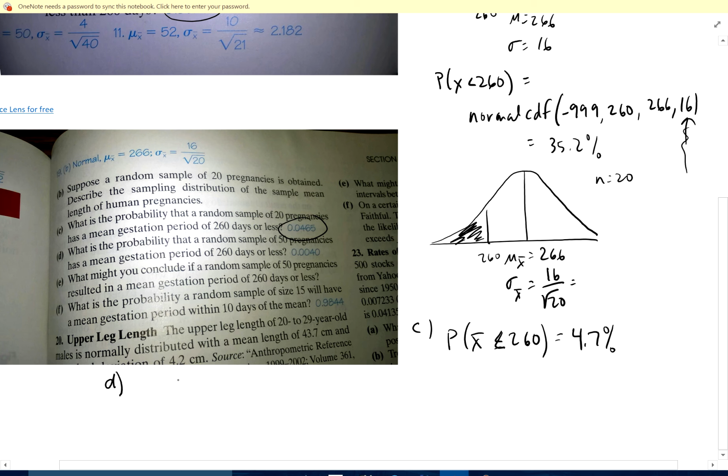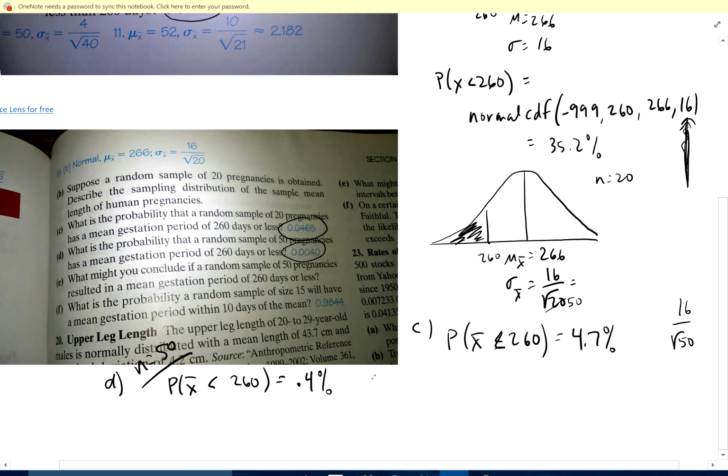D. What's the probability that a random sample of 50 is less than 260? Okay, so I'm just going to change this to a 50, and that would be probability of x bar less than 260, and this is for n equal 50. So again, it's normal CDF, and I'm going to do the same thing, except the standard deviation is now 16 divided by the square root of 50. So if you do that, you get that percent. Move the decimal over 2, so it's going to be 0.4%, less than 1%.